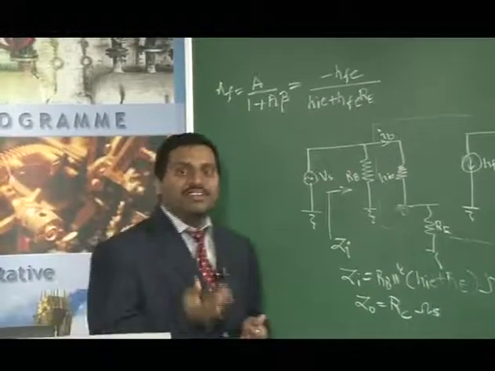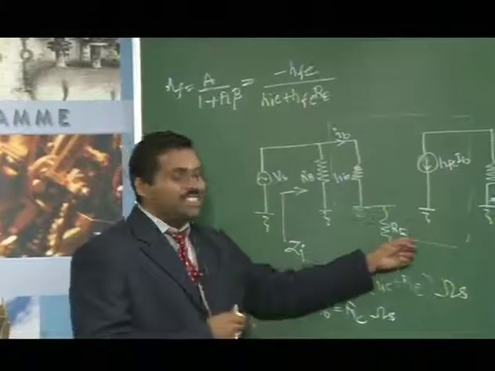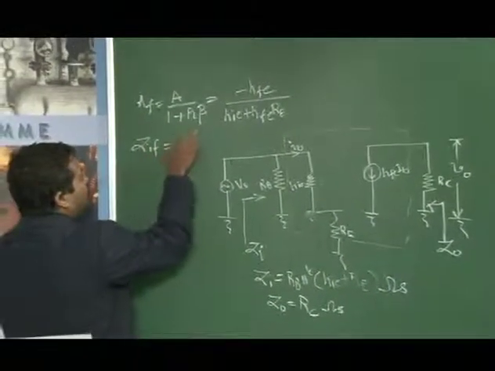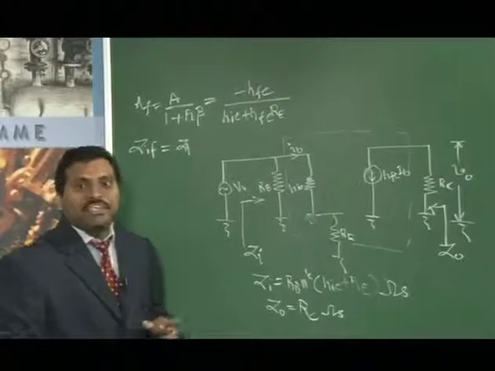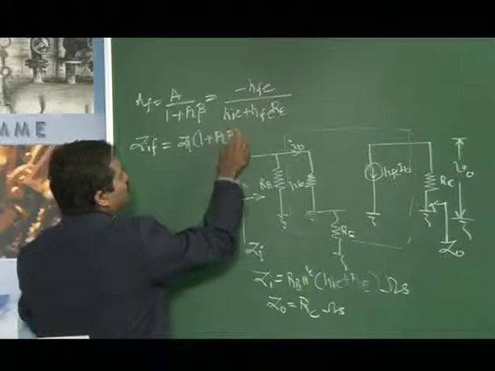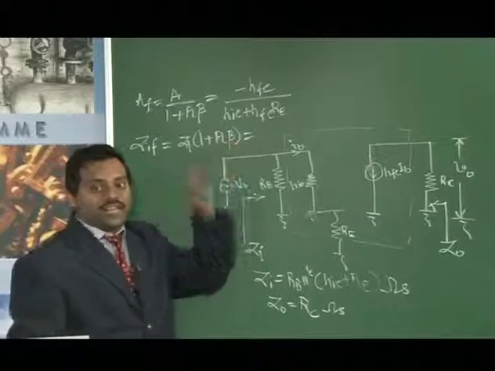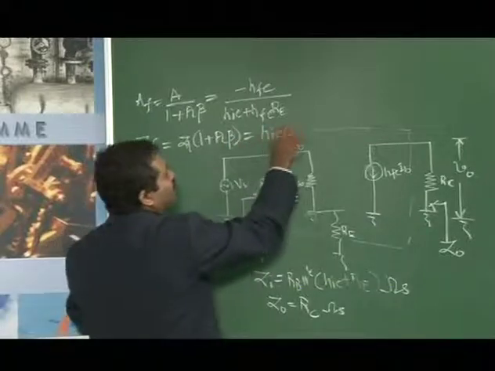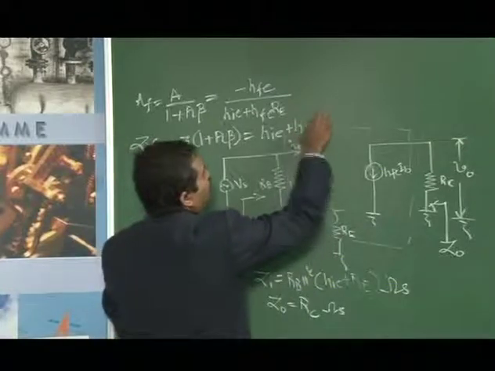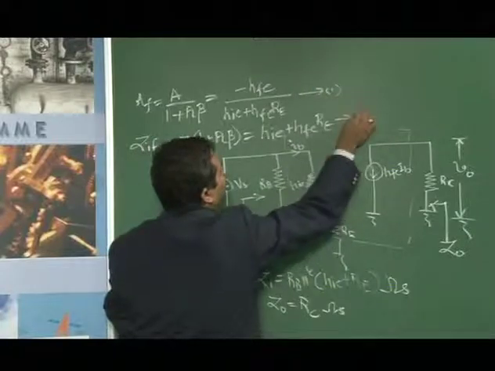Further, we have input impedance with feedback. So when it comes to feedback, I have to consider RE also, the effect of RE. So that is ZIF. How can I express ZIF? ZIF can be expressed as ZI into bracket 1 plus A into beta. So 1 plus A into beta is nothing but the feedback factor. After simplification, it can be arrived as HIE plus HFE RE. So these expressions are very, very important.